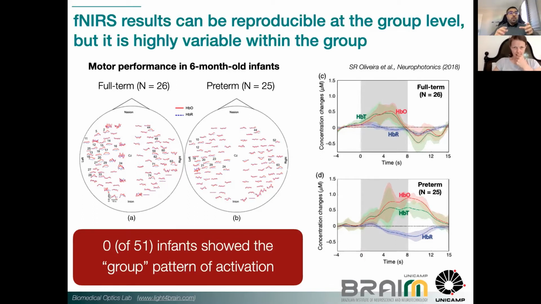So if you see which channels are really activated in the group and compare, right? Let's see if the response that we see for the group is the same for every single baby. We see that zero babies have a pattern similar to what we saw for each respective group. They would still see a response in the motor cortex sometimes. Sometimes you see the bilateral response, sometimes you don't, but you don't see the same profile with all the channel distribution for every single infant.